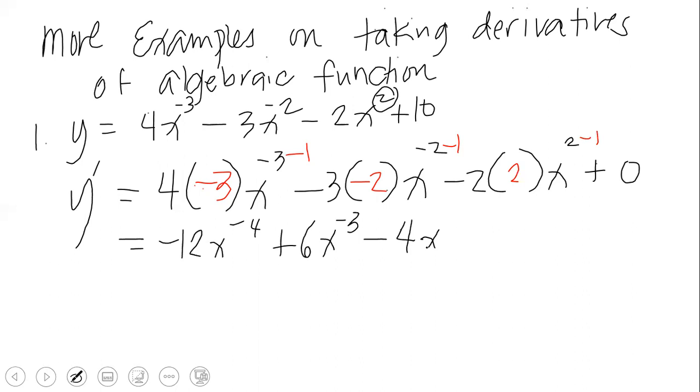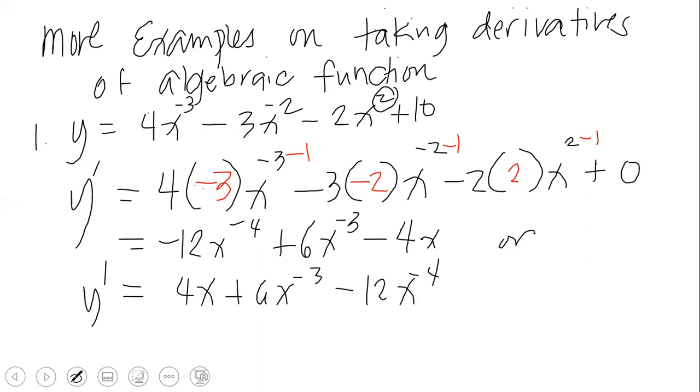Or we can rewrite y prime, which is, it can also be written like this: 4x plus 6x raised to negative 3, or minus 12x raised to negative 4, or both ways are fine, as long as you don't violate the differentiation rules for this power and its coefficients.